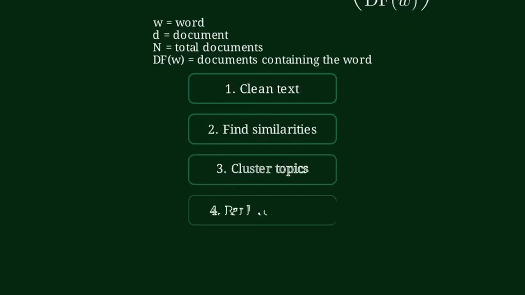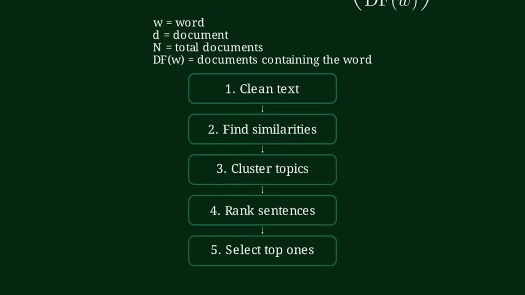A typical multi-document summarization pipeline follows 5 steps. First, cleaning the text. Second, finding similar sentences. Third, clustering topics. Fourth, ranking sentences by importance. And fifth, selecting the best sentences without repetition.